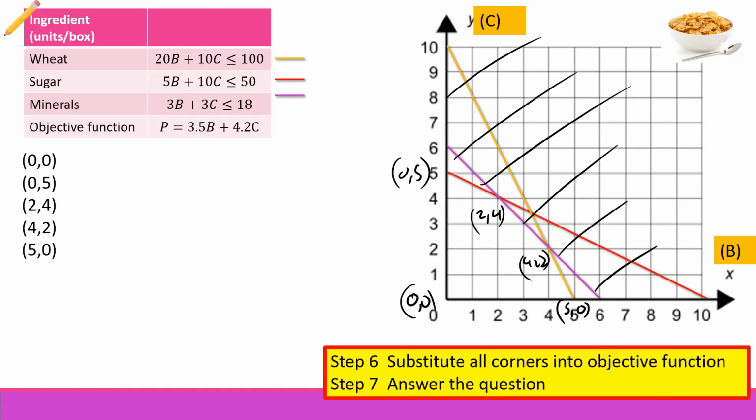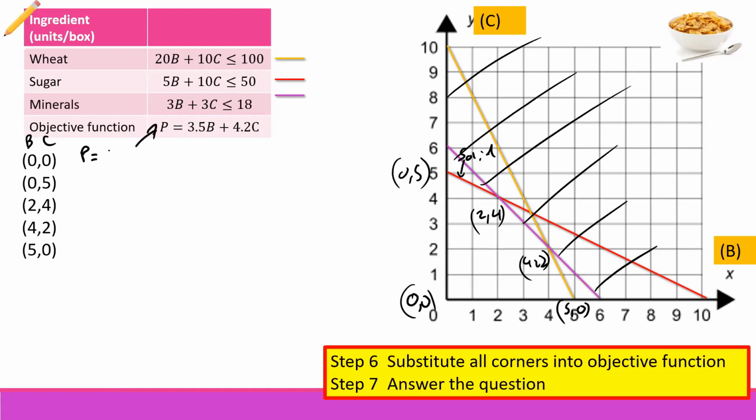The only way to check, because each of these points is included, because each of these lines is solid, is to check all of them. That means we need to put these all into the objective function. By the way, these are constructed in such a way that Brand is on the left and Cocoa is here. So we're going to run each of these through our objective function to calculate the amount of profit.